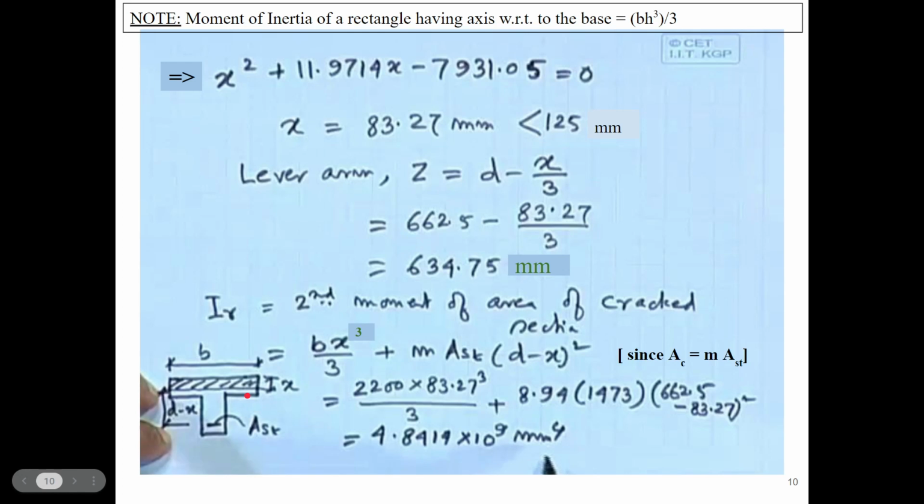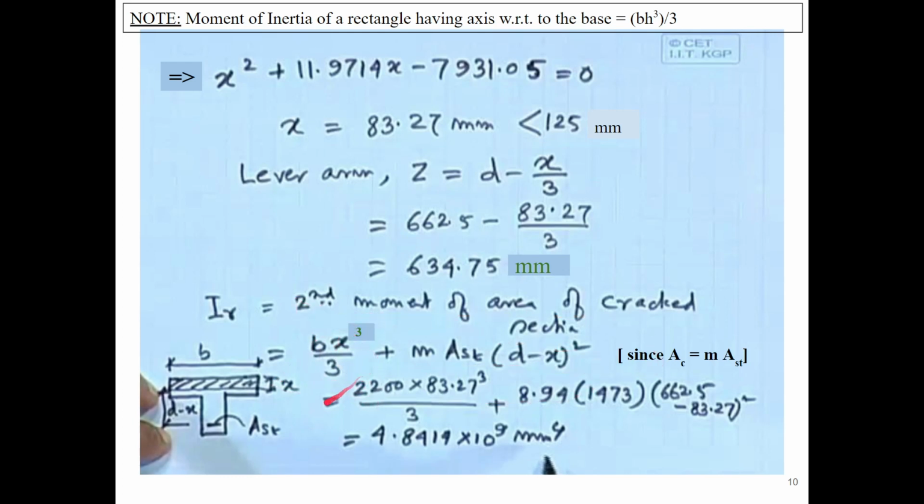So that is your total second moment of area of the cracked section, of the whole part. That is basically the core, this one. Here also we have basically applied the parallel axis theorem only.